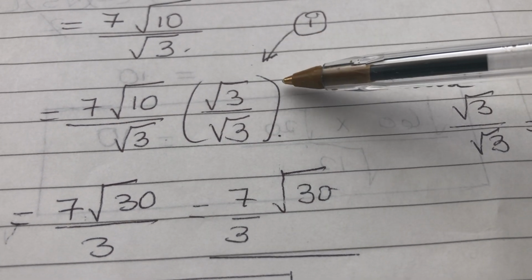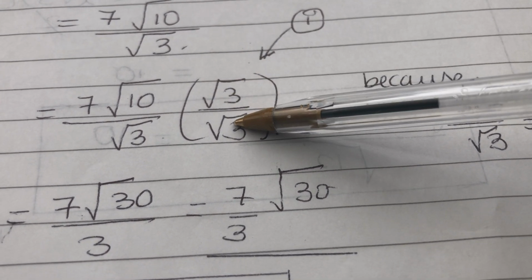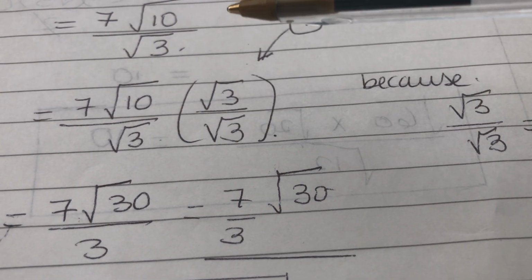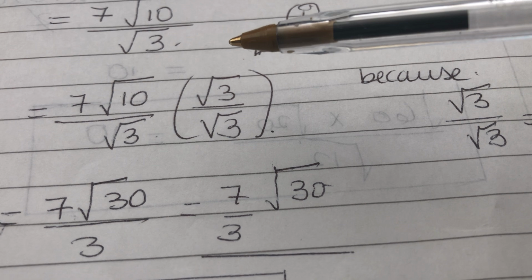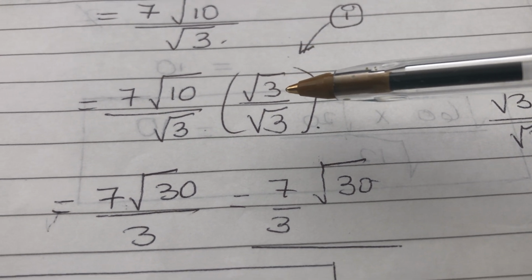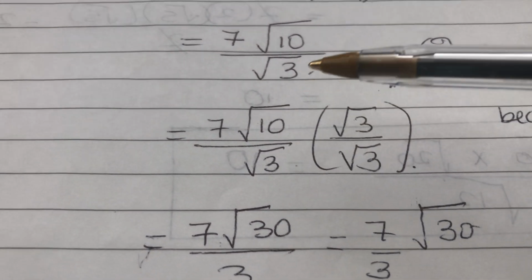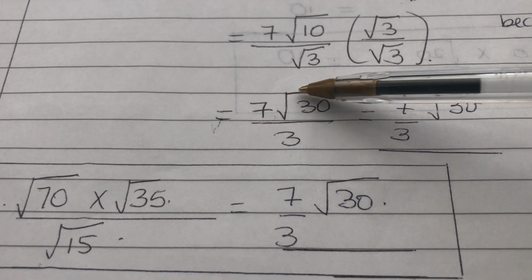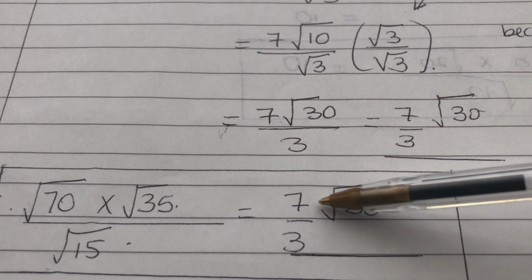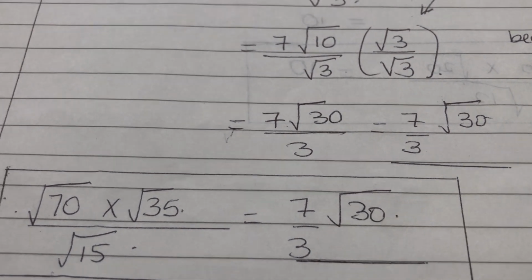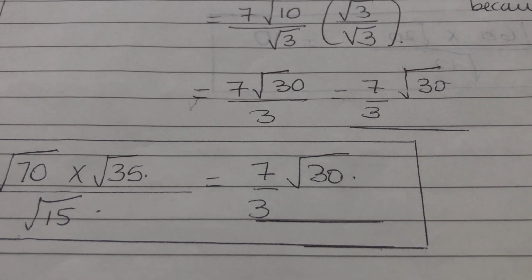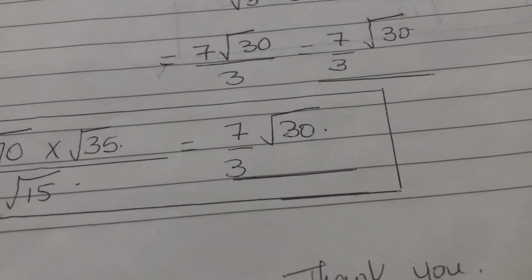I thought I'd bring this here just to give you a little gist. So now, instead of writing all that, I've simplified this to 7 over 3 root 30. Okay, so this is what I have for you today.